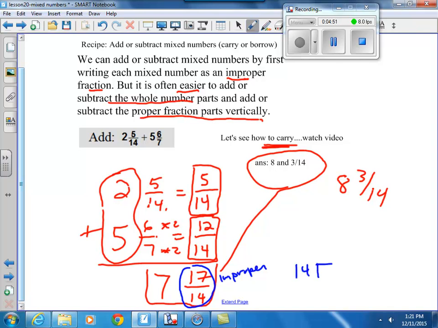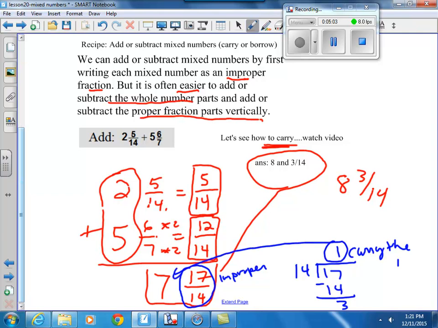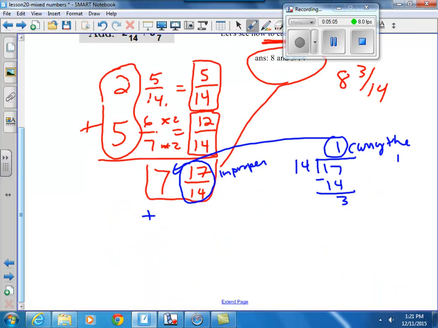So 14 into 17 goes once with 3 remaining. Carry the 1. See, that's the trick that some people forgot how to do. Well, hey, look how that happens. Carry the 1 means basically add the 1 onto the 7. So 7 plus 1 makes 8, and keep the 3/14.